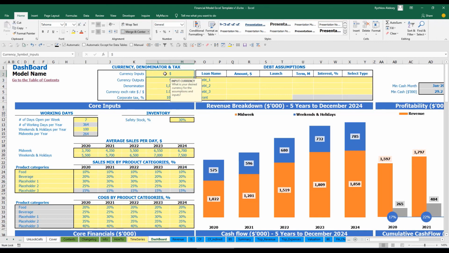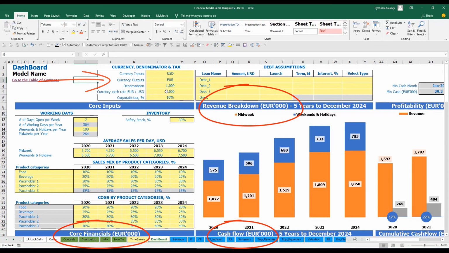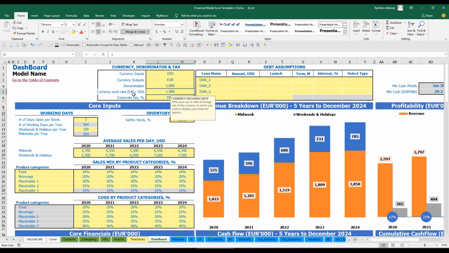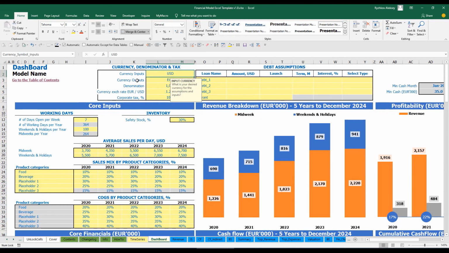So let me give an example. When you input in United States dollars, you have euro as outputs, and for this case you can set up a currency exchange rate. This is 1.2 for example. In this case you will have in the model all your inputs in United States dollars, all your outputs in euros, and there will be a conversion rate between currency inputs and currency outputs.